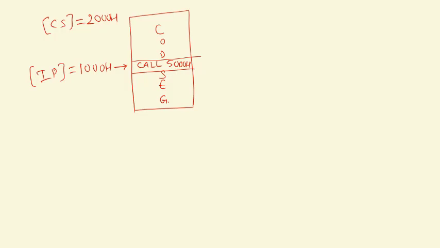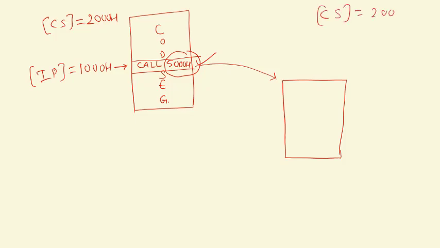So actually what is happening? As this instruction is executed, program control will be transferred to a new memory location in the same segment, at offset 500H. The effective address is 2000H, and now IP will be updated by 500H. So the 20-bit physical address of the new memory location will be 20500H.